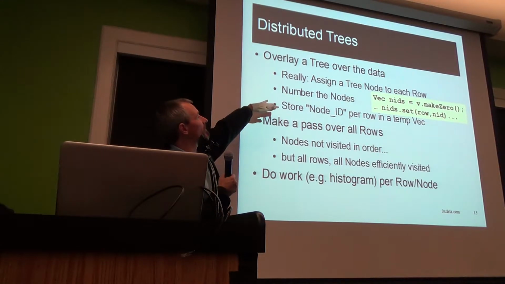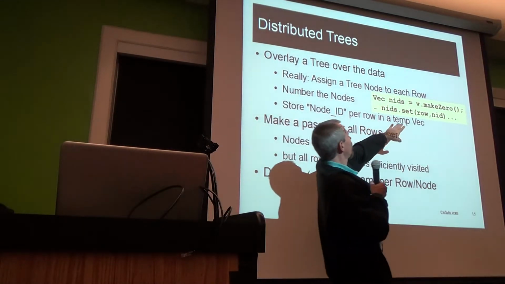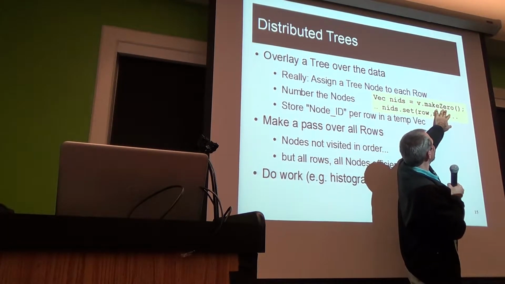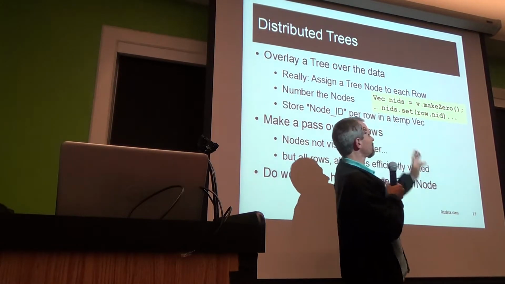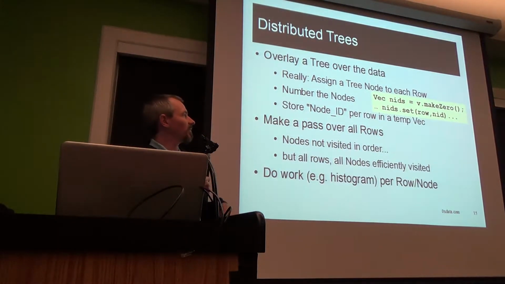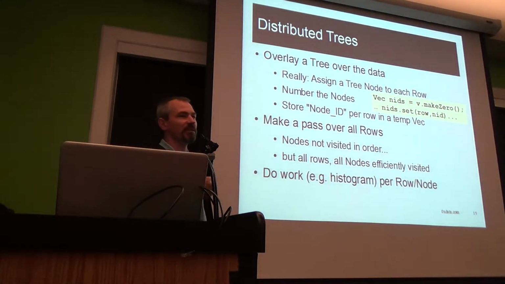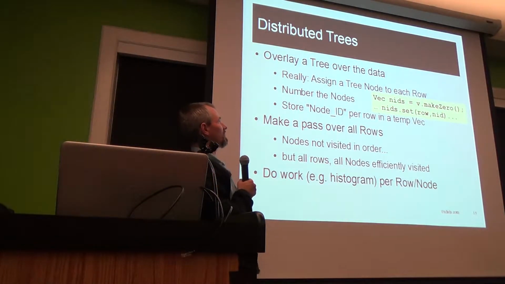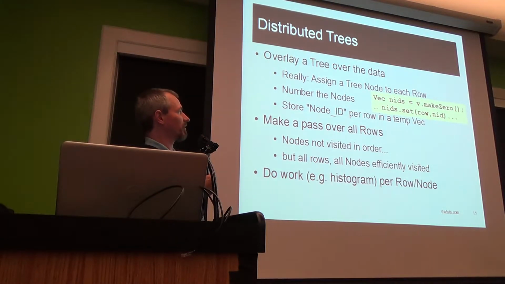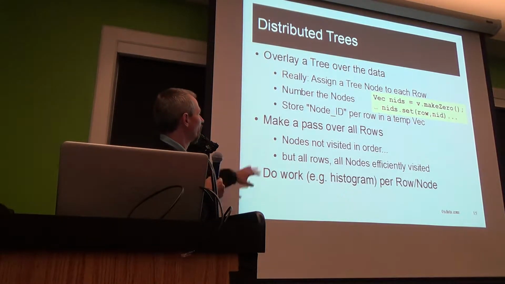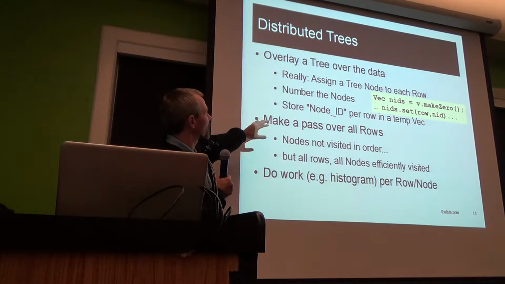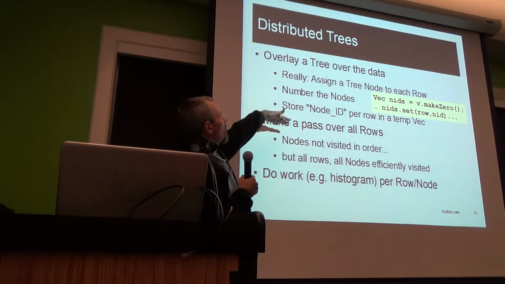And this is some temporary vector I've made. By the way, this makes a vector that's of size equal to the original, so it's a parallel temp. Except because it's all full of zeros, it compresses really, really well. So it's essentially free. It costs me almost nothing at all to make a zero vector of a billion elements. And then I make a pass over all the rows. When I visit a row, it's at some node. I don't know which one.